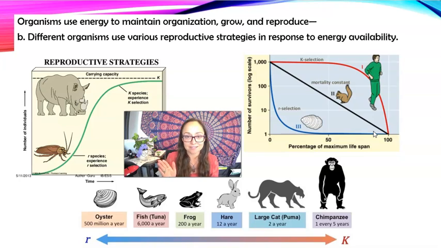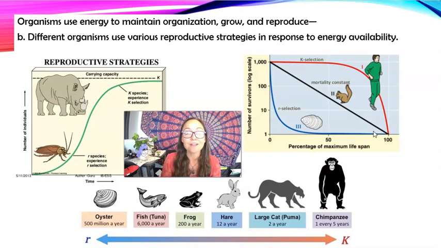A K-selected species' population probably already lives near carrying capacity. If you are a species living near carrying capacity, and K is the little letter for carrying capacity, that's why these are K-selected species. K-selected species live at or near carrying capacity, and it's already tough to survive. There are already limited resources and density-dependent limiting factors.